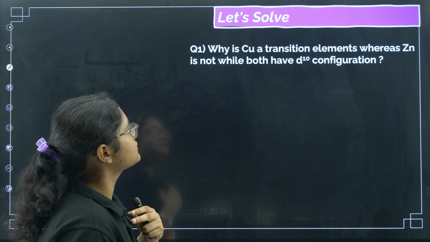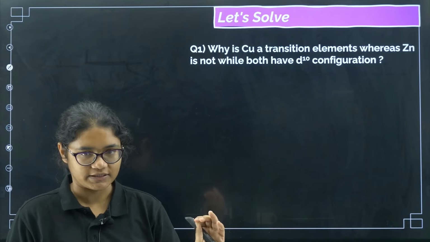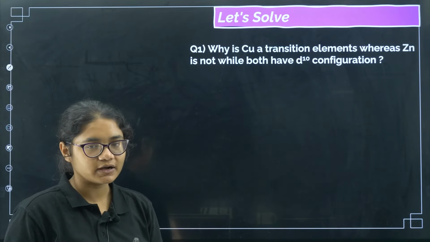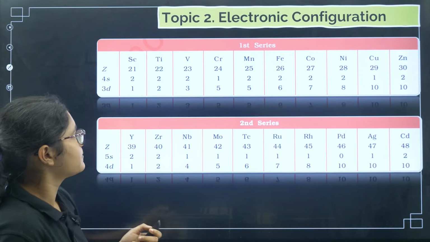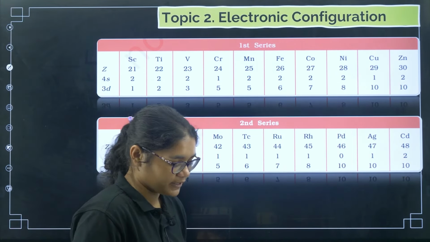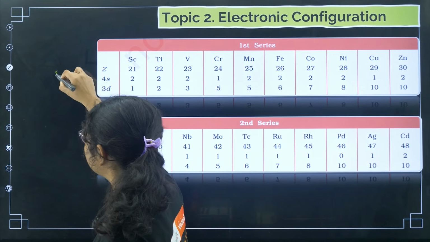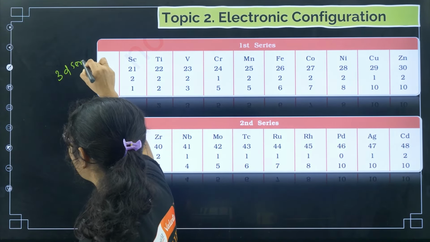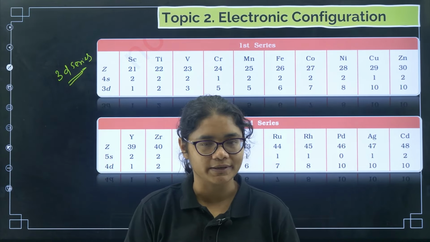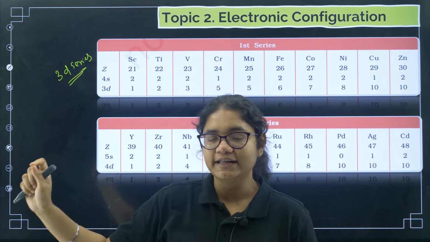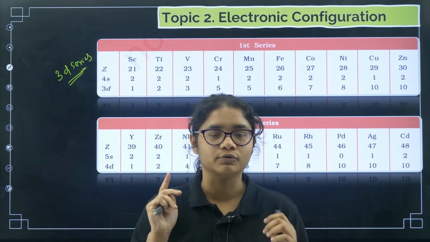Now see, why is copper a transition element whereas zinc is not, while both have d10 configuration? We will solve this question after seeing the electronic configuration, then we'll come back to it. So now let us see the electronic configuration here. This electronic configuration is for the 3d series, and you have to remember it. Without remembering the electronic configuration you cannot do this question. So for the 3d series you have to remember the electronic configuration at any cost if you want to master this topic.